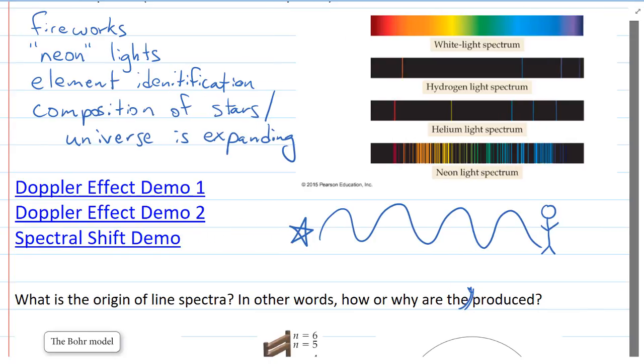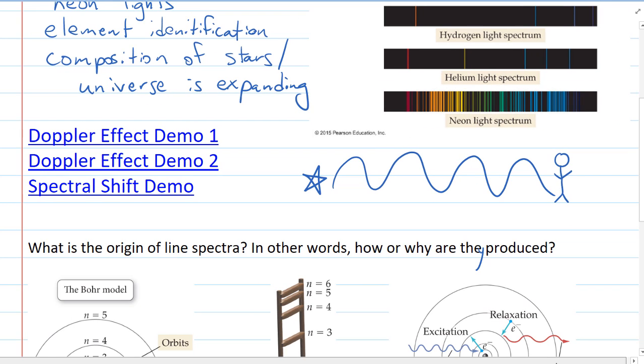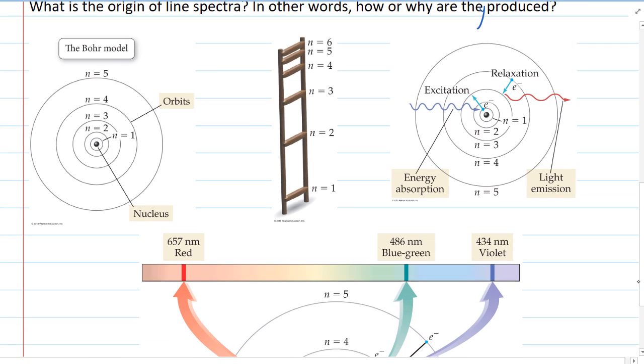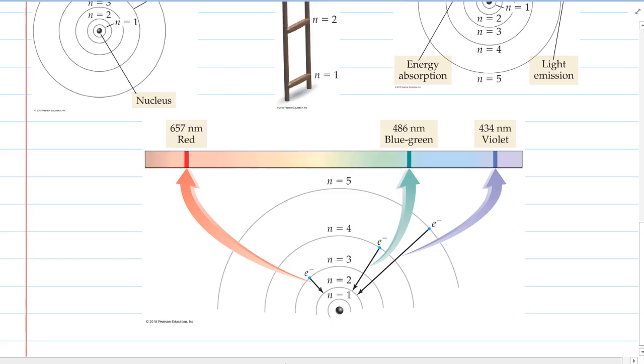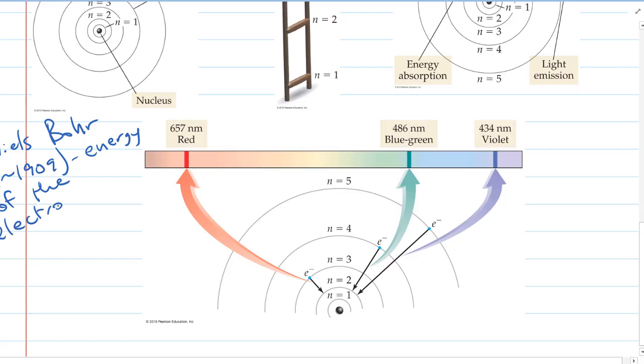And the reason was described, or at least credit is given for the description, to a scientist by the name of Niels Bohr. We refer to his model as the Bohr model. Niels Bohr carried out some experiments, and here's how you spell his name, in about 1909. In these experiments, or in his observations, he came to the conclusion that the energy of the electron was quantized.